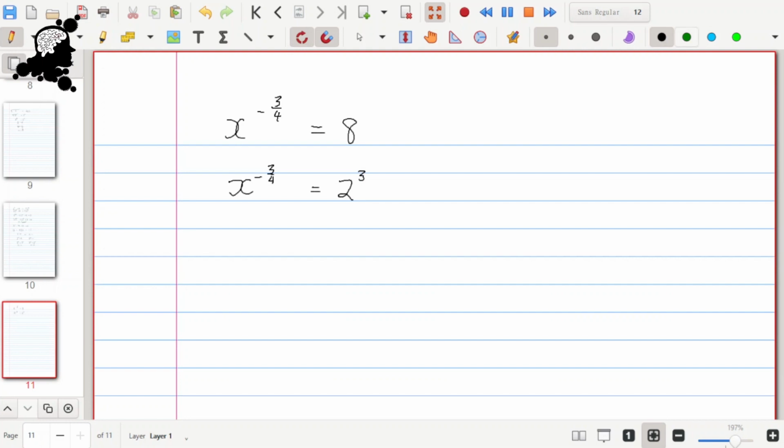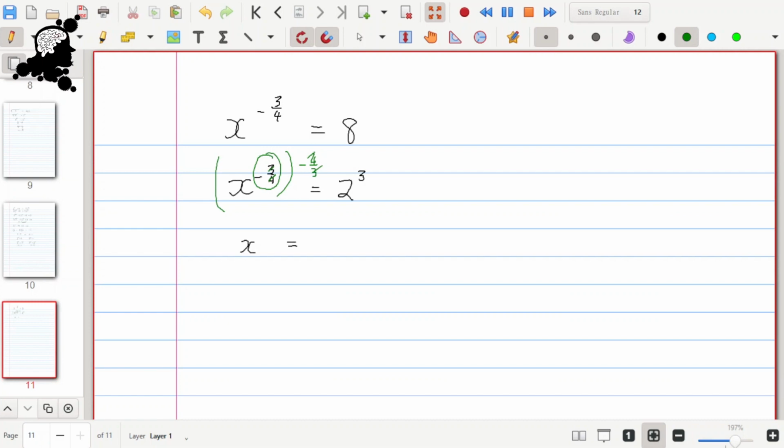Now take note of something. The exponent is negative 3 over 4. What I need to do is raise this to negative 4 over 3. Why? Because I want to remain with x having an exponent of only 1. So what did I do here? Take the negative sign as it is, multiply by the inverse of the fraction, so that the 4 and the 4 cancels, the 3 and the 3 cancels.